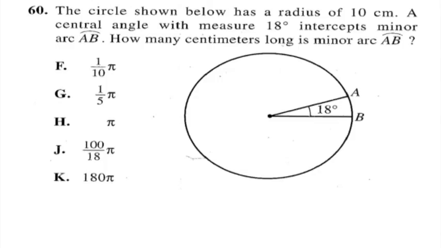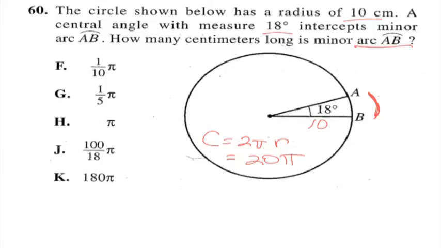Number 60. The circle shown below has a radius of 10 centimeters. A central angle with a measure of 18 degrees intercepts the minor arc AB. How many centimeters long is the minor arc AB? How long is this arc? Remember when we worked through the practice problem of this, I have a radius of 10. From that, I need to get my circumference. My circumference is equal to 2 pi times the radius. So it is equal to 20 pi.